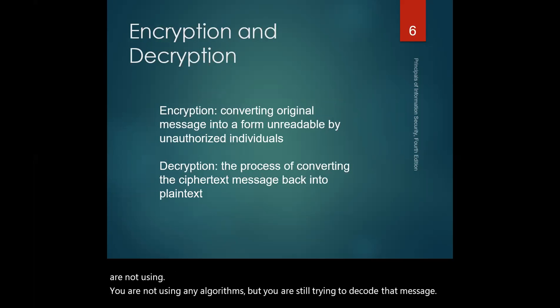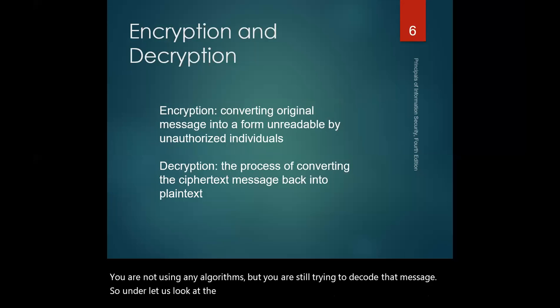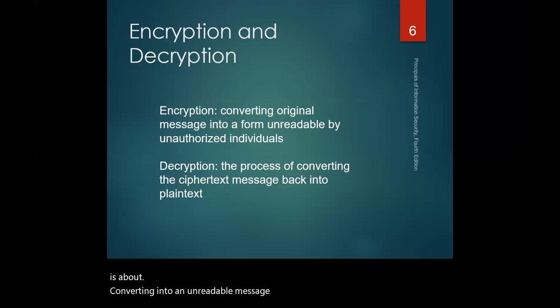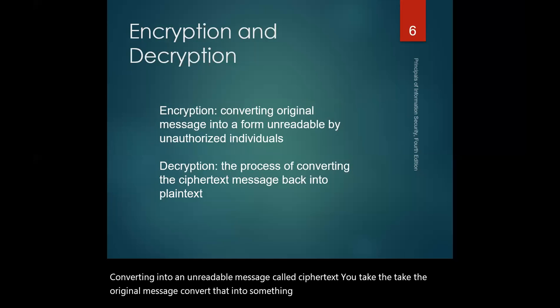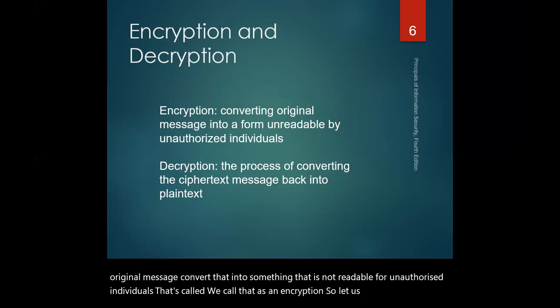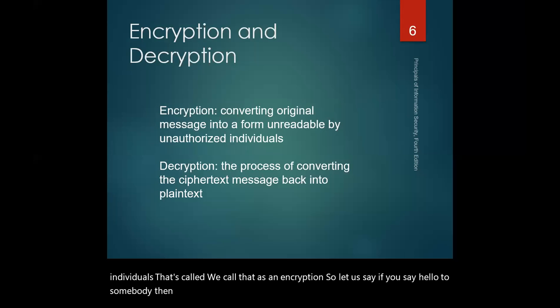Let us look at the basic definitions. Encryption is about converting into an unreadable message called ciphertext. You take the original message and convert that into something that is not readable for unauthorized individuals. We call that encryption. So if you say hello to somebody, then the ciphertext can be like XMPQRSWY, something like that. So that could be a ciphertext.